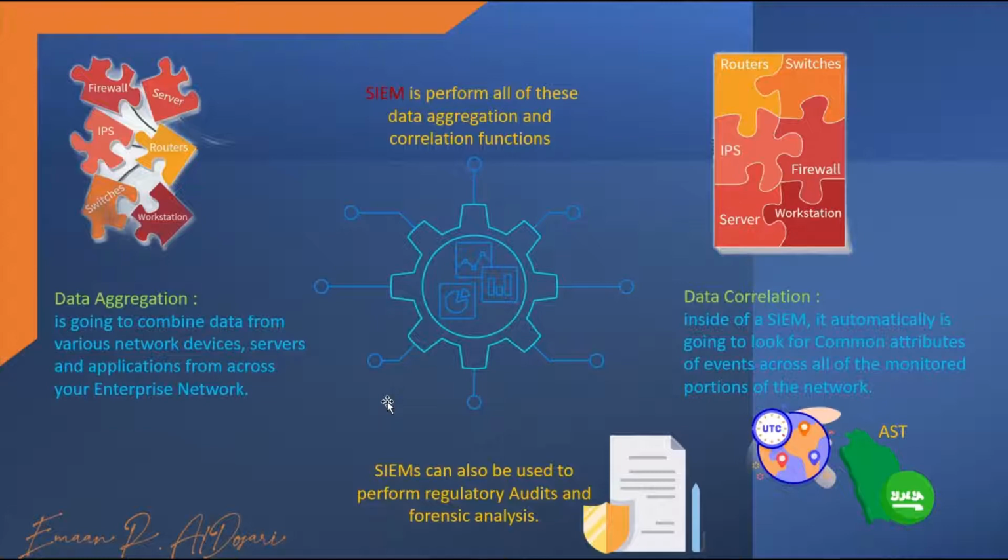Now, a SIEM performs all this data aggregation and correlation for you. If I am asking what data aggregation is, it is combining data from various network devices, services, and applications from across your enterprise network. For example, if I have a DHCP server, a DNS server, a router, a firewall, and an IDS, all of these can send their data to the central SIEM, which aggregates or combines it all together, so I can search it from one place.